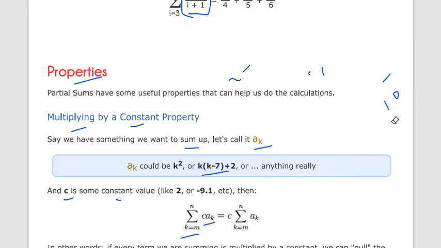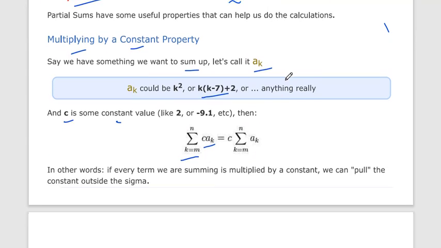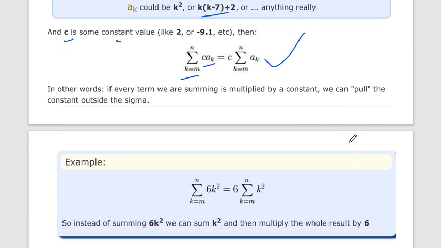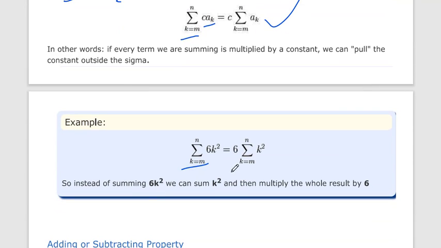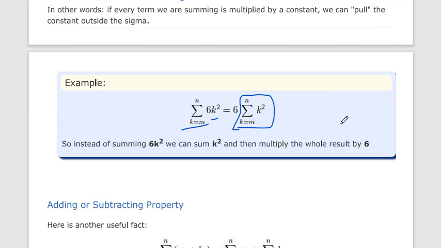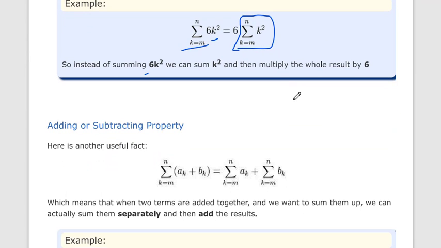So this is the property of summation, the first property. They have given an example also, sigma k is equal to m to n 6k square. So we can common out 6 and only have to add this k square. It will become much easier if we common out 6, and after that we can multiply with the 6.